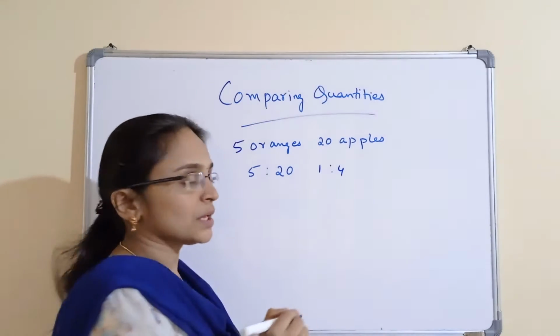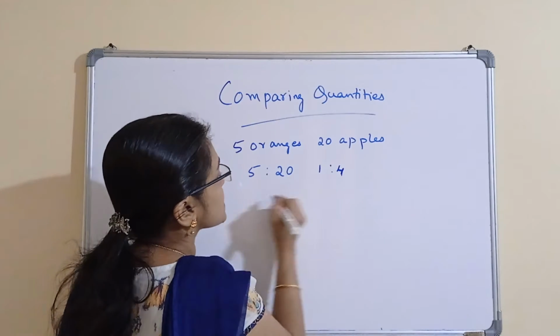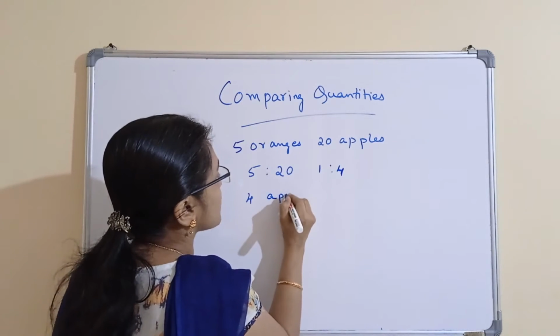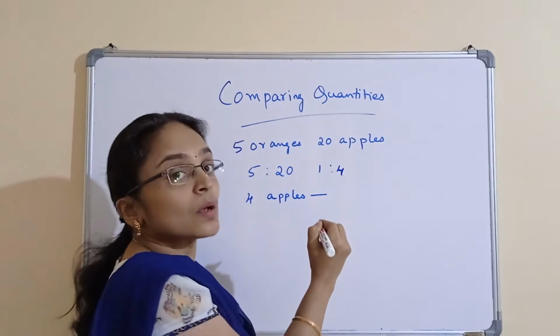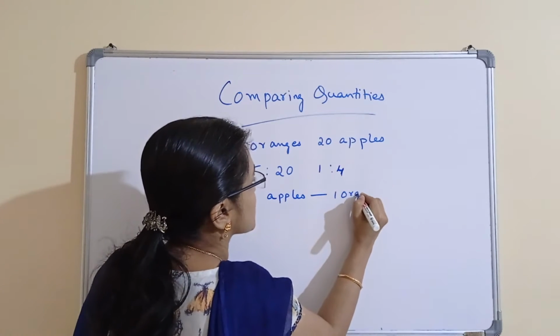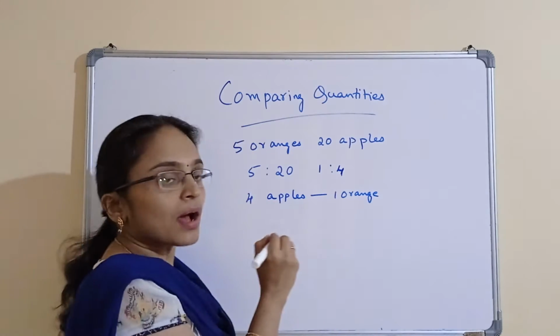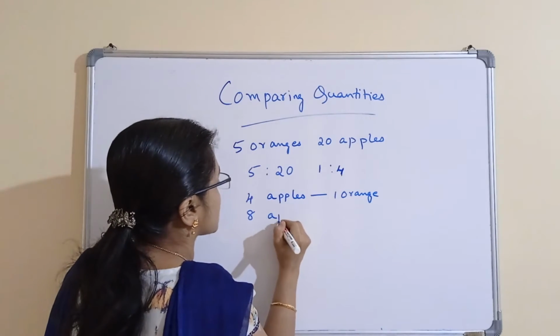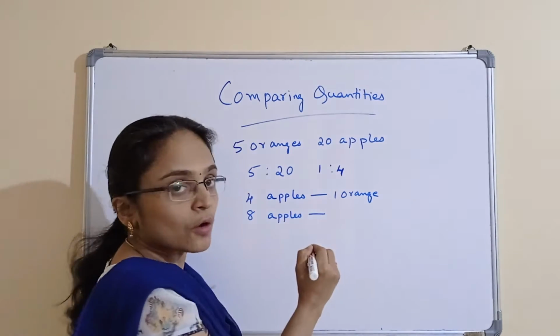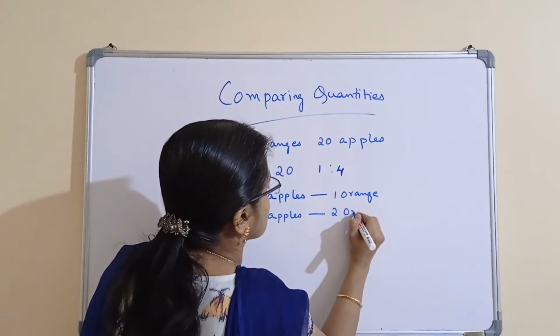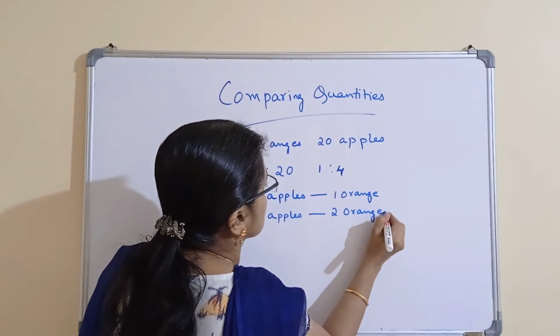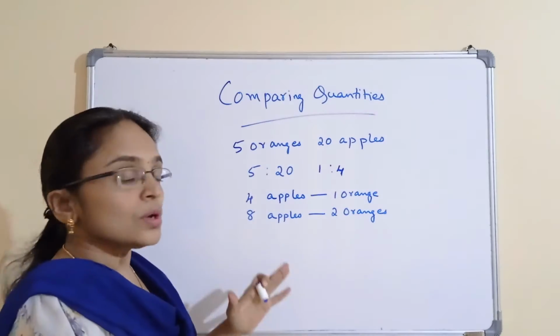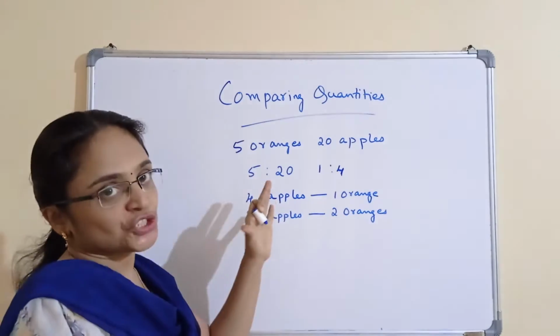And what does that mean? For 4 apples there is 1 orange. So if there are 8 apples, there will be how many oranges? 2 oranges. Okay, so this is what is meant by ratio.